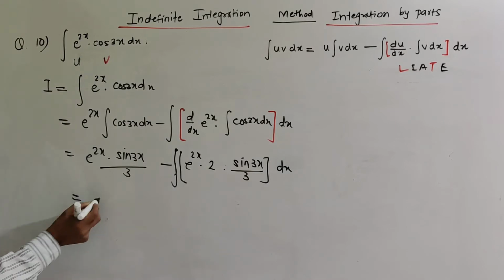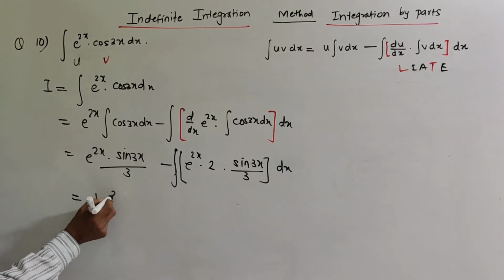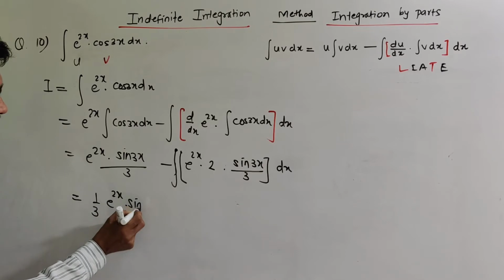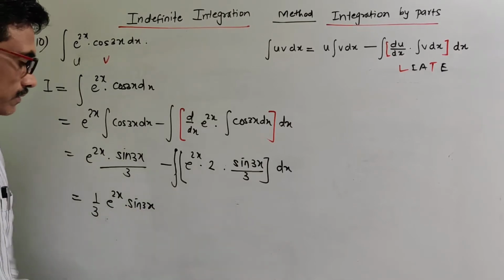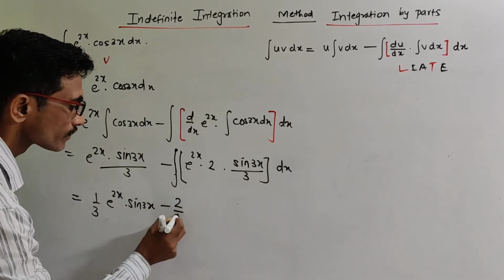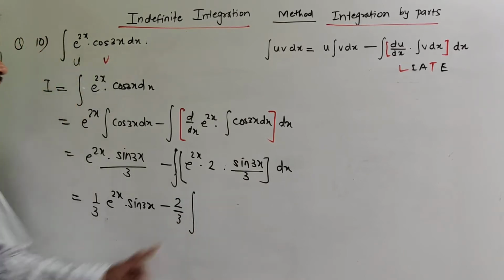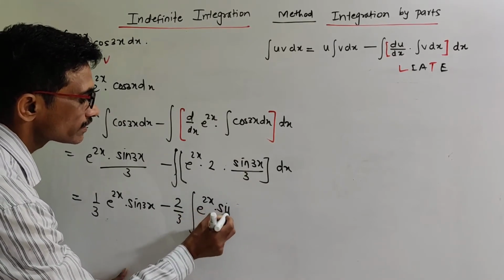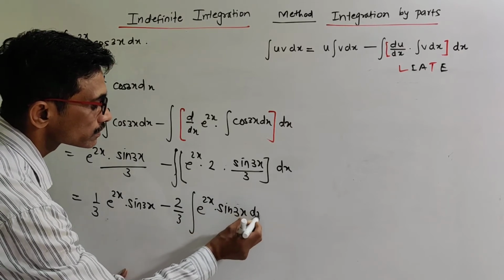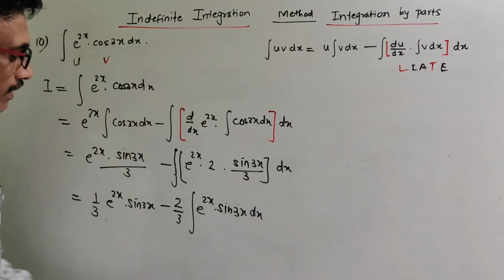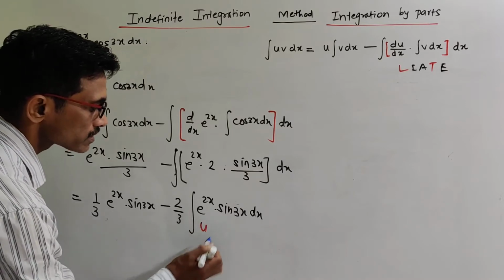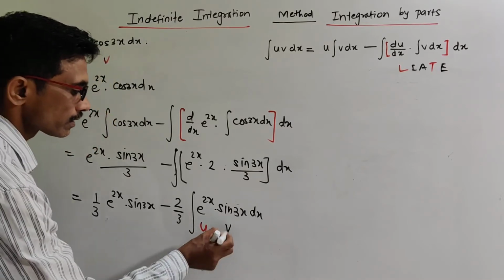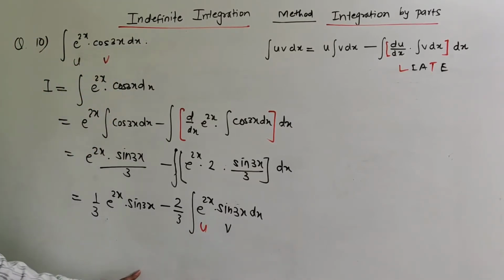Which is 1 by 3 e raised to power 2x sin 3x minus 2 by 3 integral e raised to power 2x sin 3x dx. So one more time we integrate it by parts. You will take this as u and this as v and integrate it by parts again.